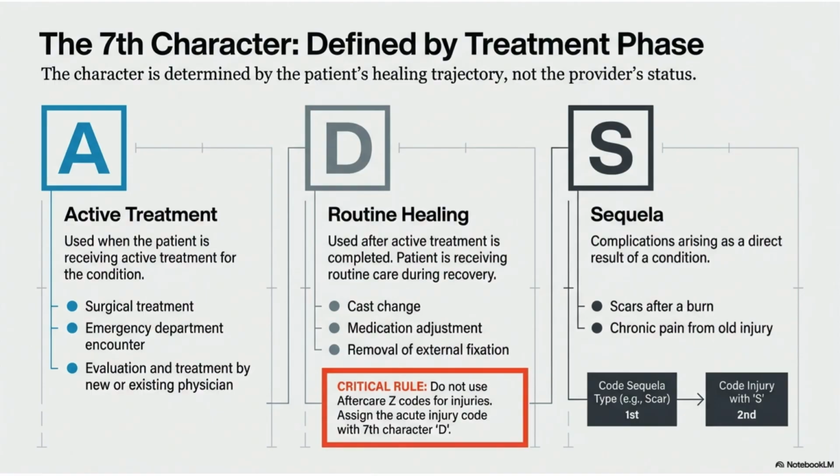And remember the critical rule. We never use aftercare Z codes for injuries. The acute injury code stays active with the correct seventh character.